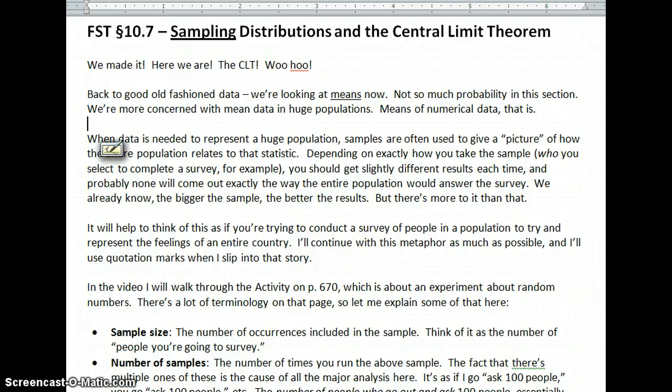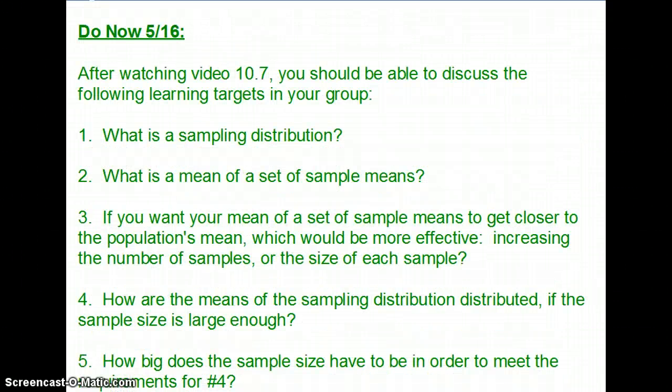Central limit theorem is a really good thing to know as you move on to your next phase of mathematical experience. Here are the questions I'm going to be putting up at the beginning of class. And there are a lot of terms here. Look at question number 3: if you want your mean of a set of sample means to get closer to the population's mean, what does that mean? How many times can I use the word mean in one sentence? There's a lot of stuff going on.